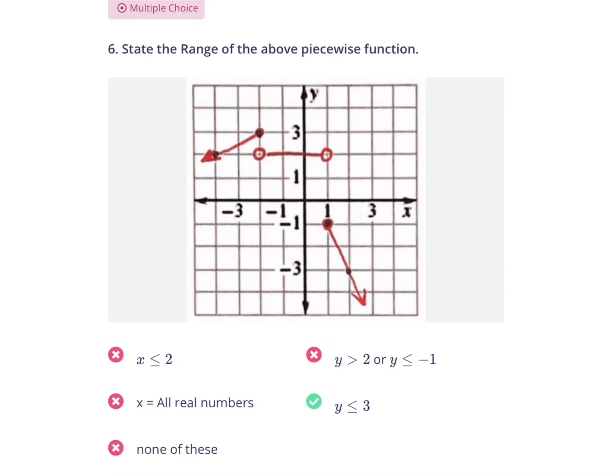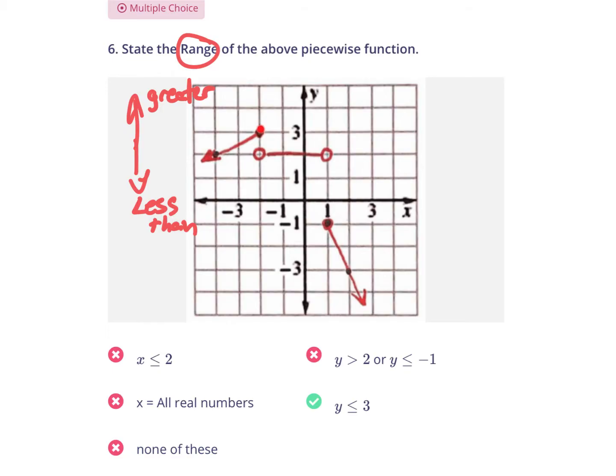State the range of the above piecewise function. Only the range. What is range? Range is up and down, right? If it's going up forever, then that's y is greater than a certain value. If it's going down forever, it's y is less than a certain value, okay? So the question is, does this go up and down forever? Not just looking at one piece, looking at all 3 pieces. And notice this guy's not going up, right? If it had an arrow going up, then yeah, it would be up and down forever. But that's not the case.